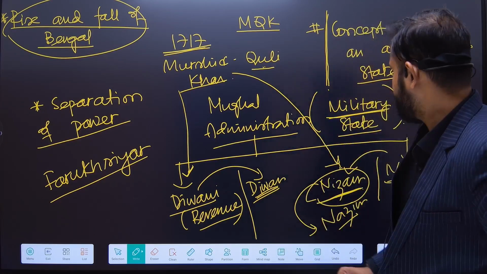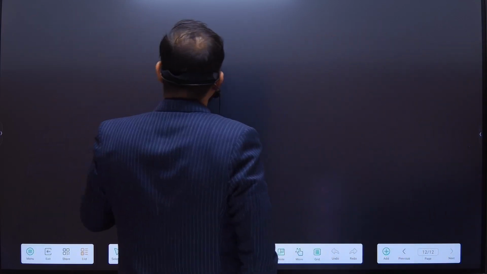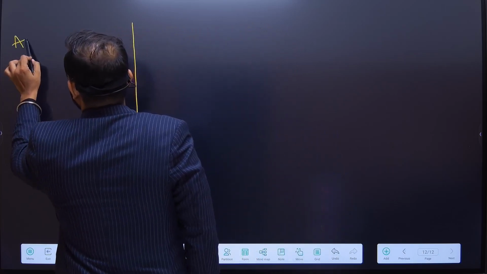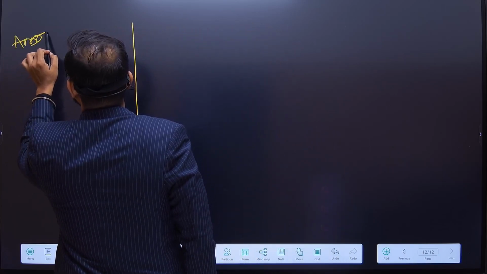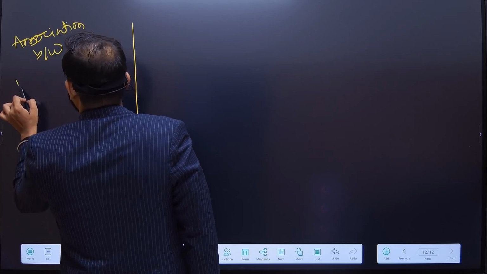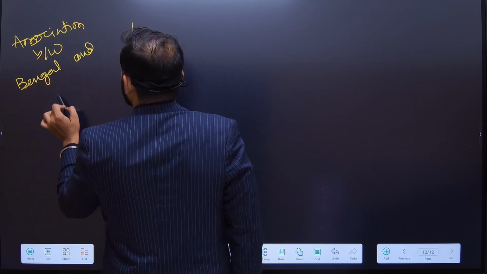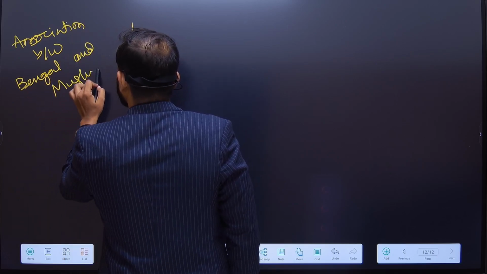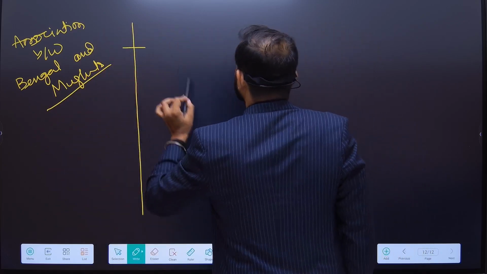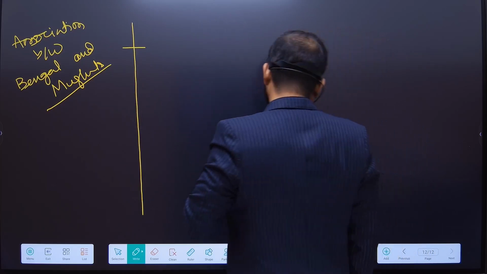For example, basically you are trying to understand the association between Bengal and Mughals. Number one, or simply you will write in bullet points, it will be easier for you to comprehend.